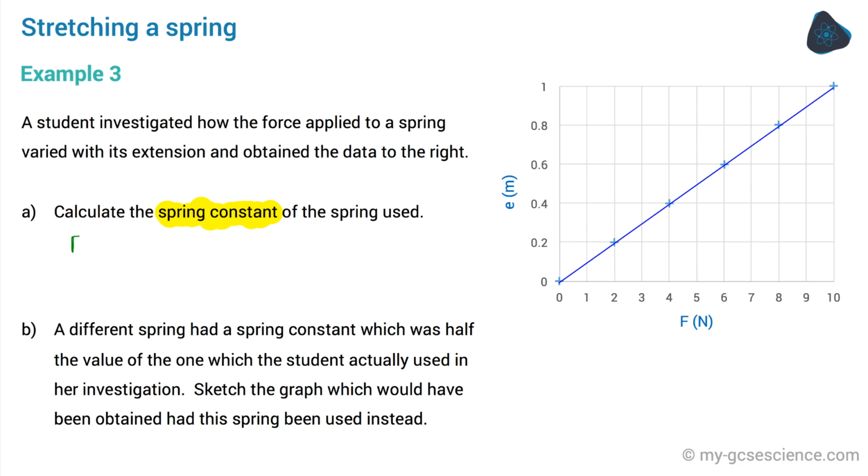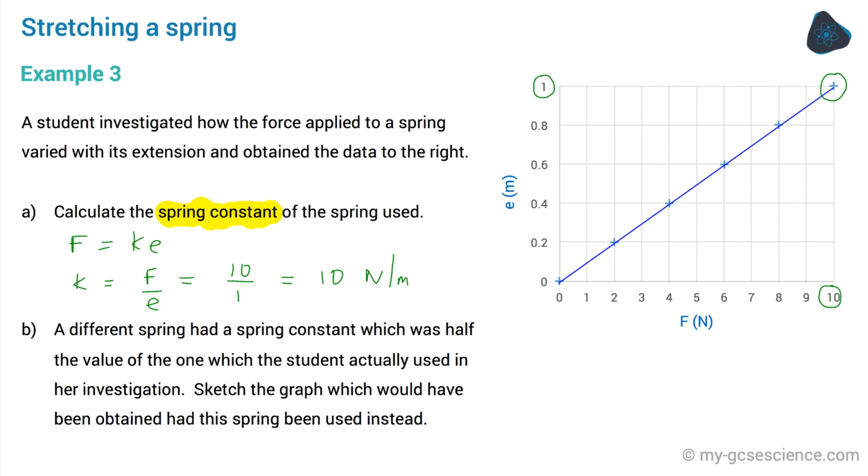Next, we again use the equation F equals K times E, which we rearrange to give K equals F divided by E. What we then do is pick any point on this straight section of graph, such as this one, and read off the values for F and E, and then sub them into our equation. So that gives 10 newtons divided by 1 meter to give a final answer of 10 newtons per meter.